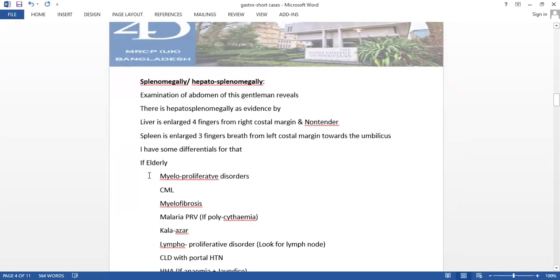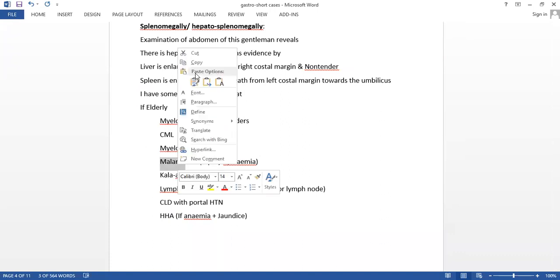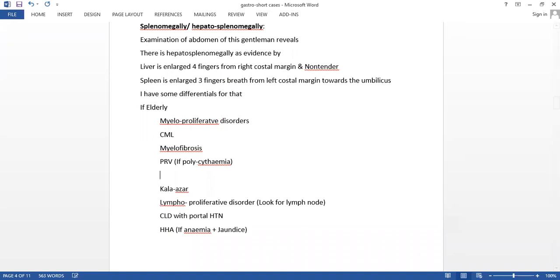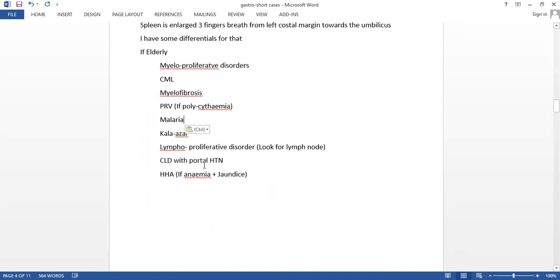If the patient is elderly, then you can say myeloproliferative disorder like CML, myelofibrosis, polycythemia rubra vera, if polycythemia is present. Then you can tell about chronic malaria and kala-azar. Then lymphoproliferative disorder, if we find lymph nodes. CLD with portal hypertension may also present with hepatosplenomegaly. In some instances, hepatocellular carcinoma on top of CLD with portal hypertension can also present as hepatosplenomegaly.